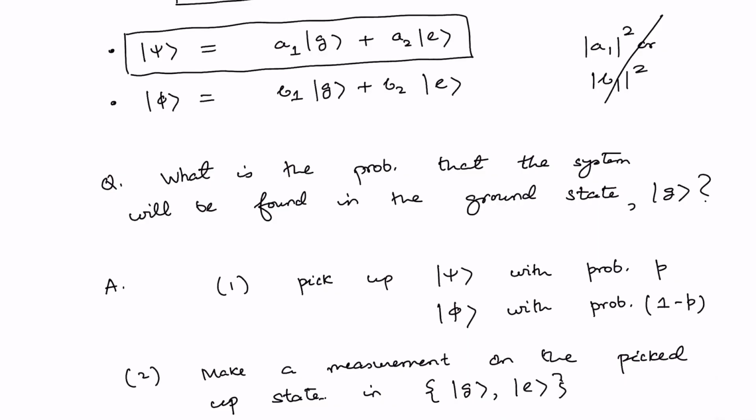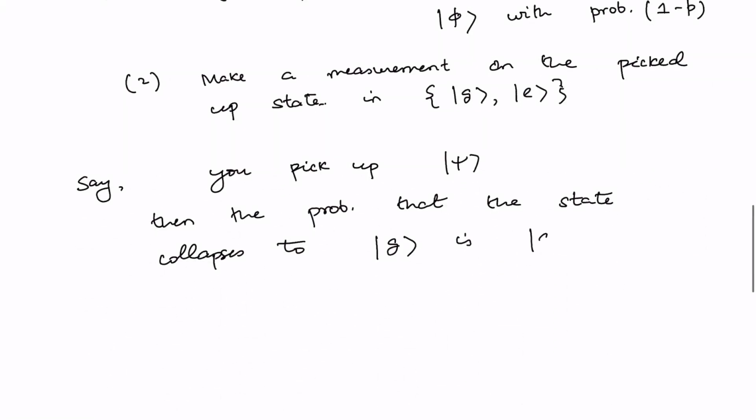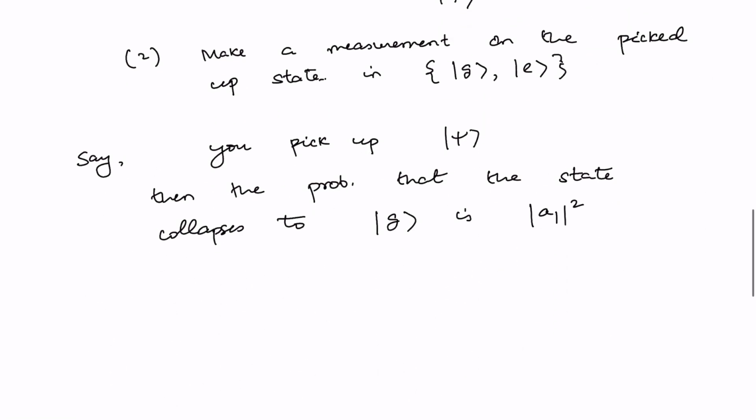Now when you make a measurement on |ψ⟩, the probability of getting |E_g⟩, that means it is collapsing to the state |E_g⟩, would be |a1|². Okay, in fact, that is not the correct one, because first you have to pick it up. So the correct answer would be p times |a1|². p refers to the probability that you have picked up |ψ⟩.